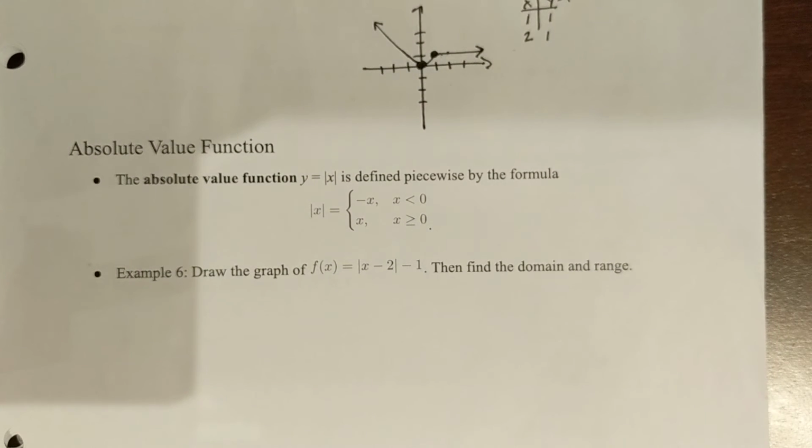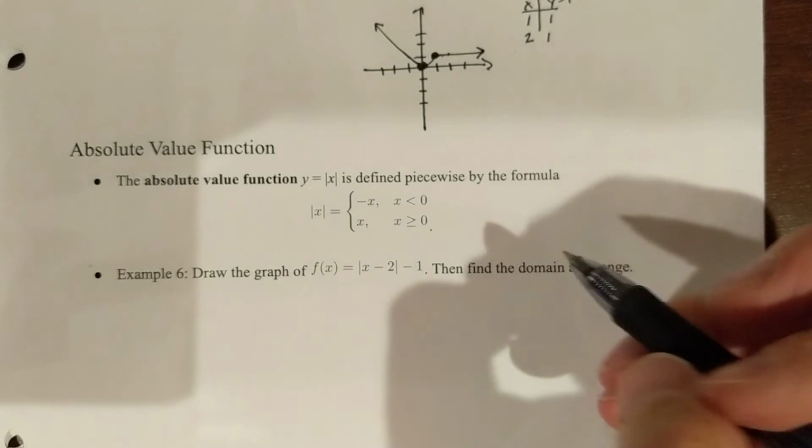Alright, so here we've got the absolute value function, defined piecewise by that equation: negative x when x is less than 0, and x when x is greater than or equal to 0. Here it says to draw the graph of x minus the absolute value of x minus 2, minus 1, then find the domain and range. Now I'm going to cheat.